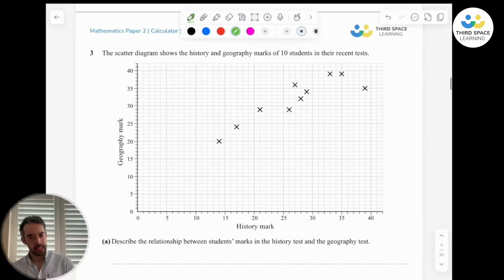Number 3, scatter diagram. Lovely. Okay, the scatter diagram shows the history and geography marks of 10 students in their recent tests.